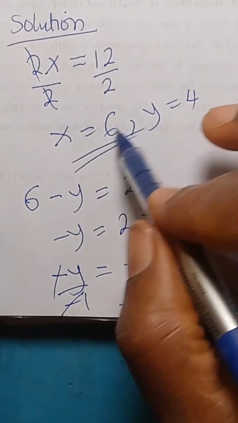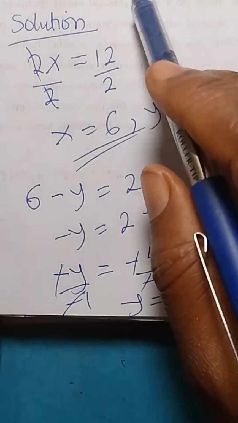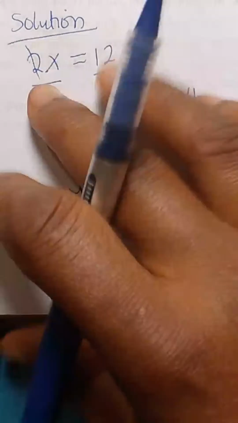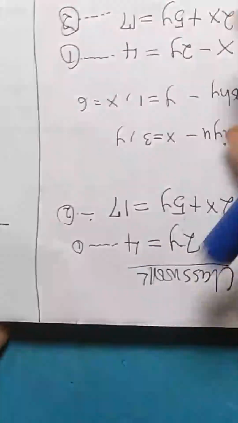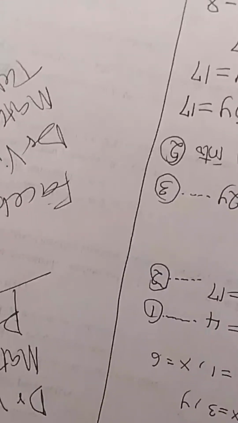If you add them, you get 10. If you subtract them, we get 2. So this satisfies the equation. I'm just giving you a typical example of what a simultaneous equation is like. Then we are now going to start solving simultaneous equations and learning methods of solving them.